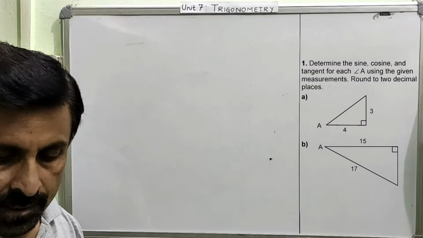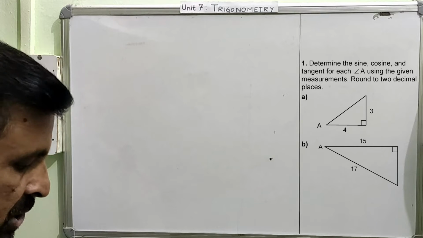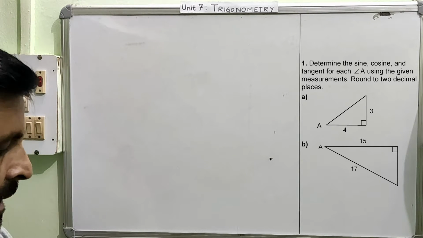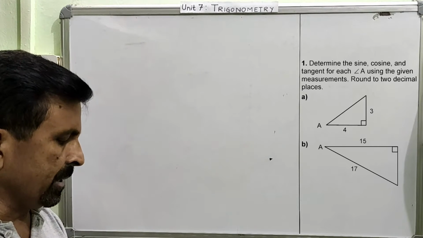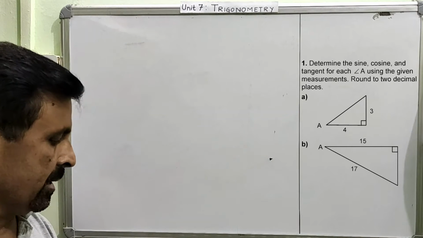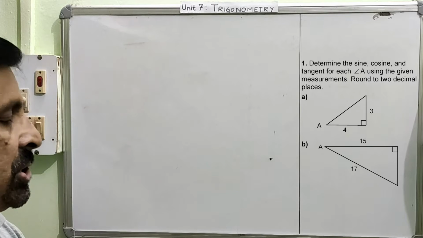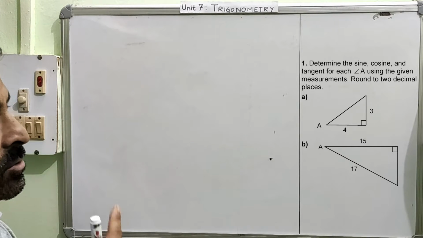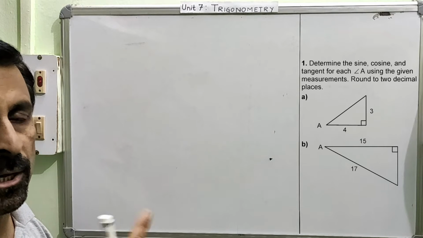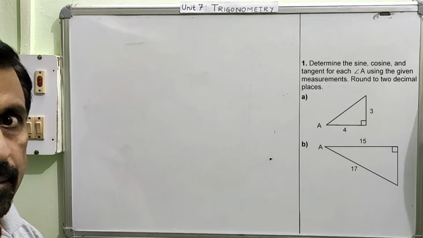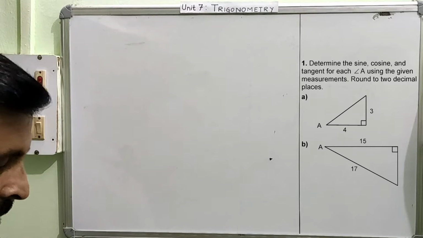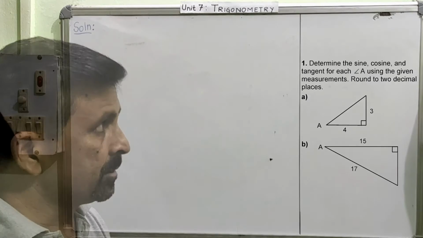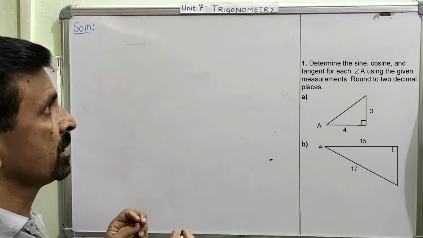Alright, now we are going to start with question number 1. It says determine the sine, cosine and tangent for each angle A. So we have to find the three trigonometrical ratios in terms of angle A. Is it very clear? So let us see how we do this.